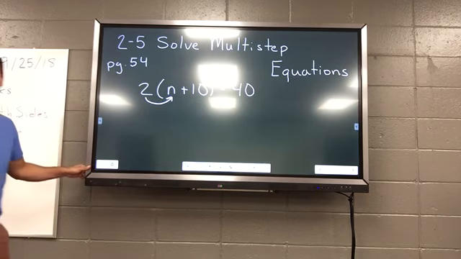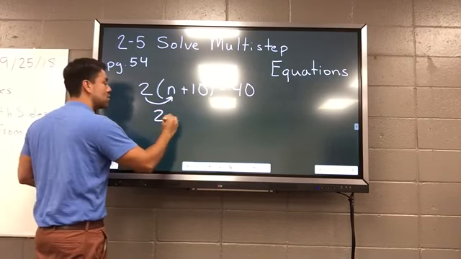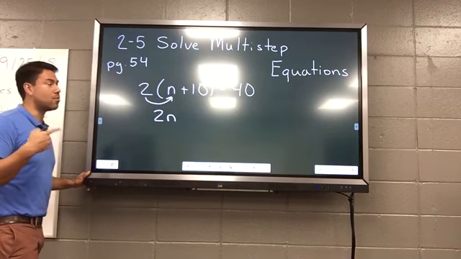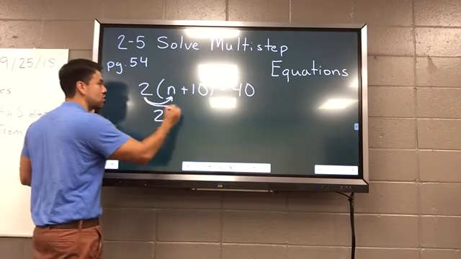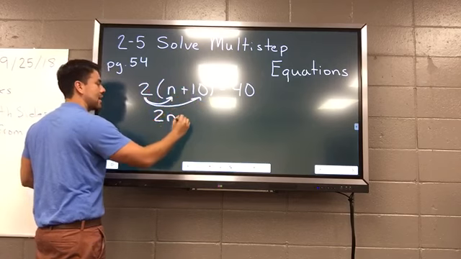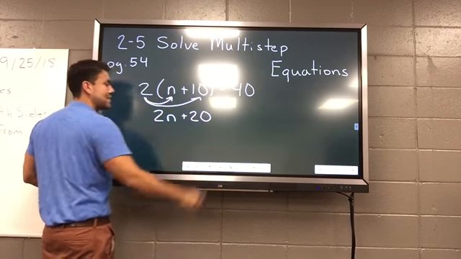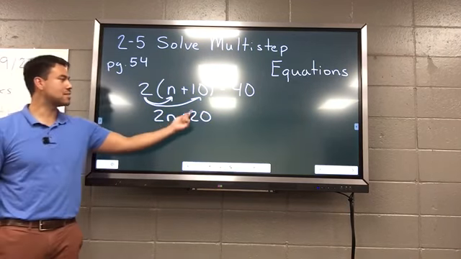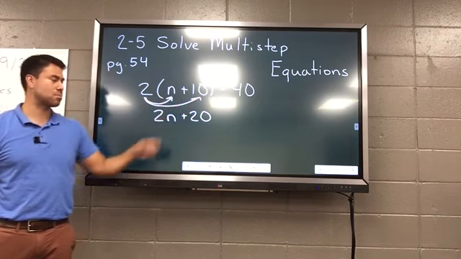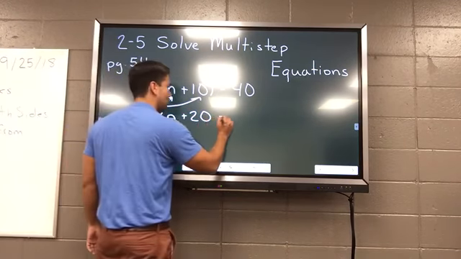2 times n would be 2n, which most of you get. But what I see a lot with the distributive property is we don't do 2 times 10. What's 2 times 10? Plus 20, not plus 10. Please multiply twice in this problem. And then I'm left with equals 40.